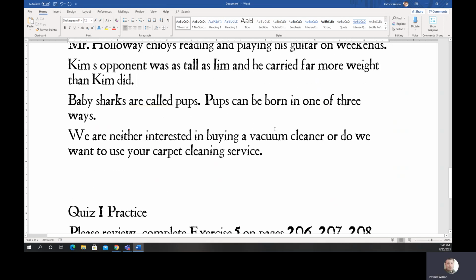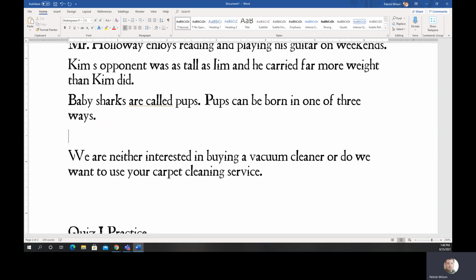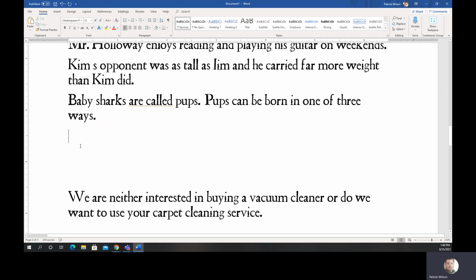The next sentence is a classic example of how to use, or when to use, maybe an appositive by combining two sentences and making them into one. So it says here, baby sharks are called pups. Pups can be born in one of three ways. So in this particular sentence, you may have to rewrite it to make it really make sense to you. And there's a couple ways that you can rewrite this one.